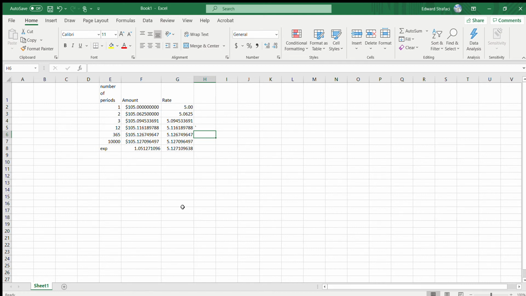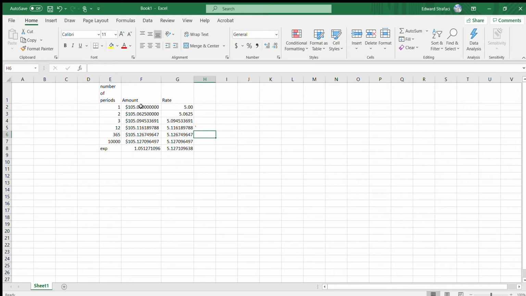Okay, so this is a basic example of compounded interest. I'm looking at a 5% interest rate on $100. This is an example of how you would look at it using different interest rates and compounding periods.